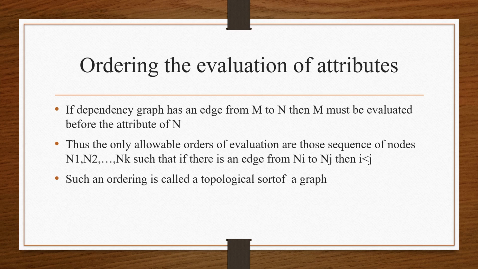If the dependency graph has an edge from m to n, then m must be evaluated before the attribute of n. Thus, the only allowable orders of evaluation are those sequences of nodes n1, n2, ..., nk such that if there is an edge from ni to nj, then i is less than j. This is the condition. Such an ordering is called topological sorting of the graph. So the evaluation is based on topological sorting.